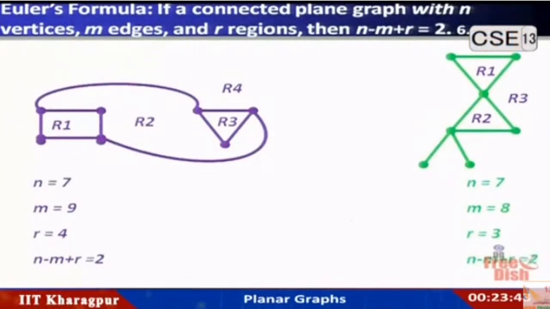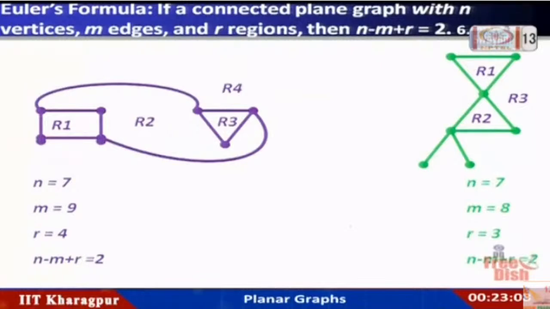Euler's formula: if the connected plane graph has n vertices, m edges and r regions, then n minus m plus r is equal to 2. This particular formula is well known as Euler's formula for plane graph. So it states that for a connected plane graph having n vertices, m edges and r regions, this formula will be satisfied: n minus m plus r is equal to 2.